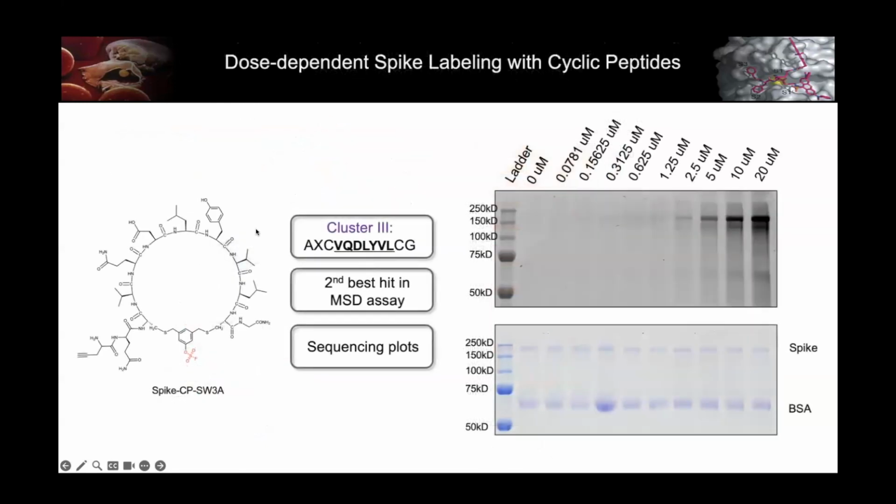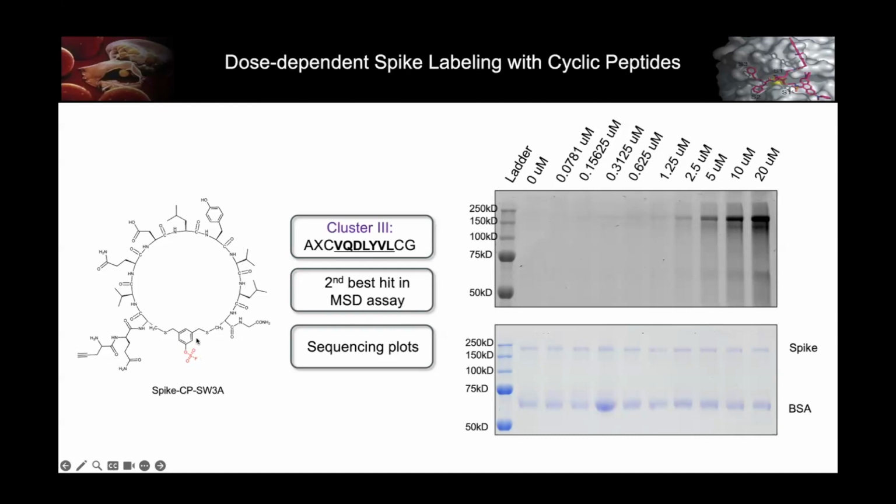And we were able to make some of them. One of our top ones here, SW3A, is a cyclic peptide. Again, here's the warhead piece. And we can now put a tag on the end. In this case, we put an alkyne tag, which allows us to now put a fluorophore by click chemistry. And you can see as we titrate into the spike protein, we're getting covalent labeling of that spike protein here. And you can see it starts to label already in the low micromolar range.